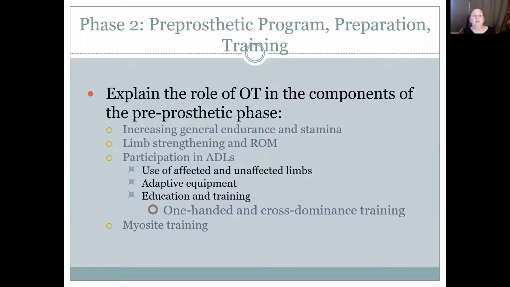Okay, we want to increase general endurance and stamina. Okay, again, this is pre-prosthetic. And then limb strengthening and range of motion, and participation in ADLs. Okay, we want the use of affected and unaffected limbs. We want those motions to start coming back. The training on adaptive equipment, which we are great at for ADLs, okay?